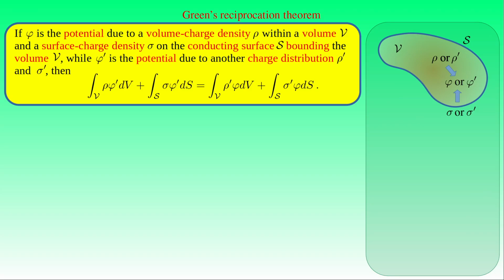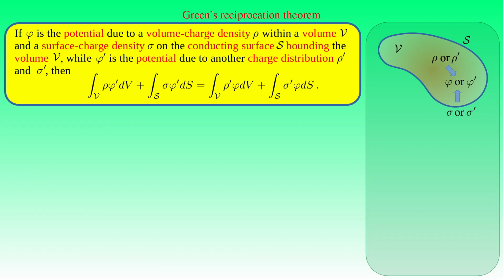If phi is the potential due to a volume charge density ρ within a volume V and a surface charge density sigma on the conducting surface S bounding the volume V, while phi prime is the potential due to another charge distribution described by ρ prime and sigma prime, then the volume integral of ρ times phi prime over the volume V plus the surface integral of sigma times phi prime over the surface S, is equal to the volume integral of ρ prime times phi over the volume V plus the surface integral of sigma prime times phi over the surface S.